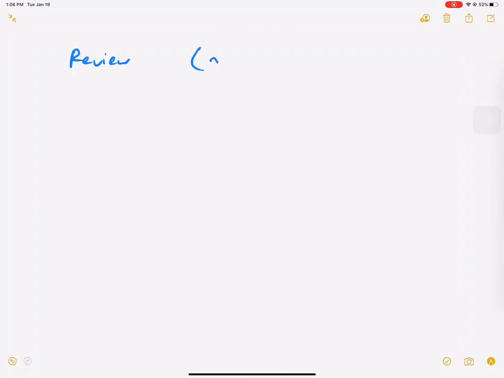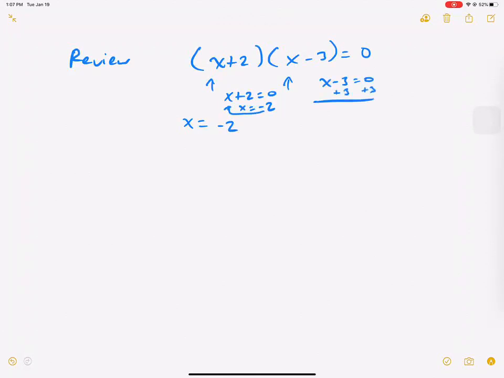We had a factor of, let's say, x plus 2 and x minus 3. And we said, what x values would make this go to 0? It turns out to cancel out x plus 2, if x was negative 2, that would cancel out to become a 0. So x was negative 2. And if x minus 3, we wanted this to go to 0, plus 3 to both sides, x is equal to 3. So these are our two possibilities to make this go to 0.